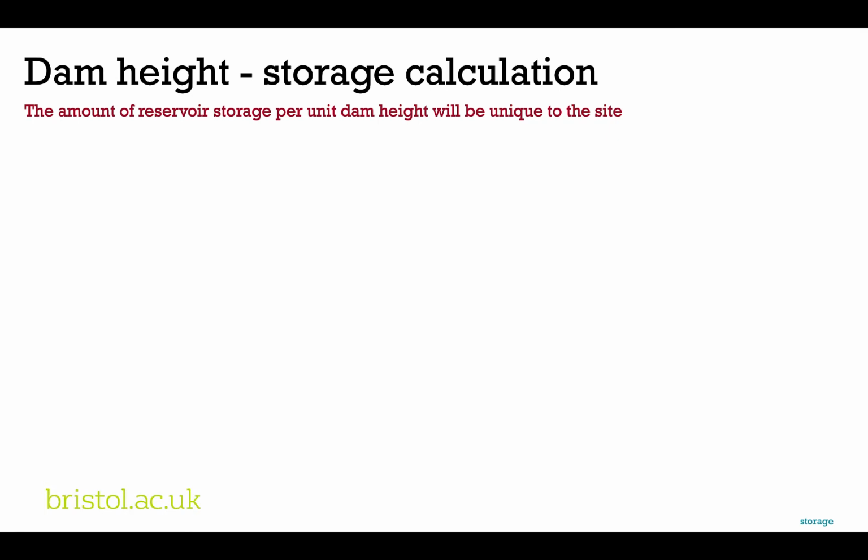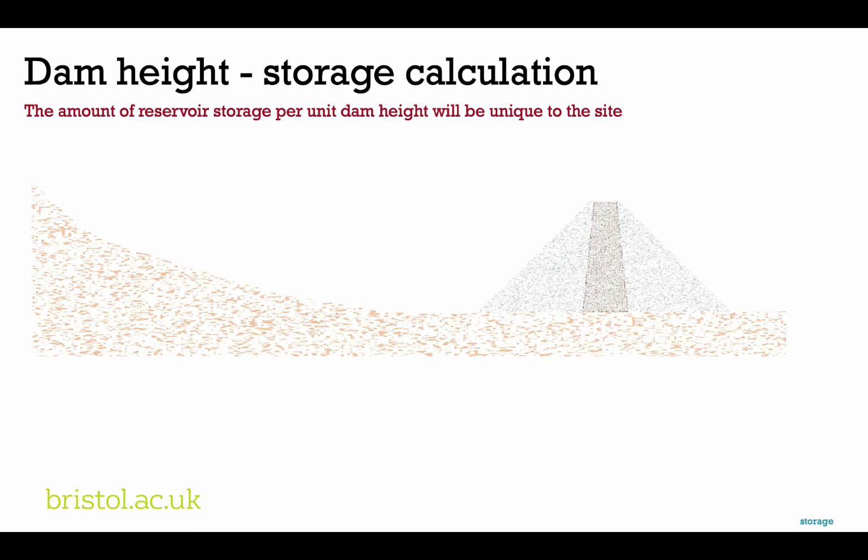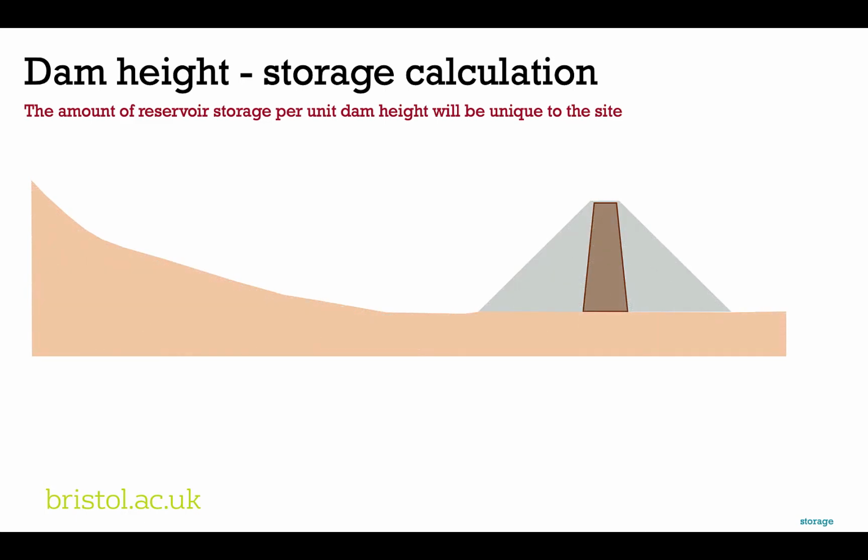So the amount of storage that you will be able to have in the reservoir per unit height of dam will be unique to the site, because it will depend on the relationship between height above ground level where you locate the dam and the topography of the ground that will be submerged under the reservoir. So here's a basic diagram to illustrate what we're talking about here. So here we have our dam and we have our landscape behind it.